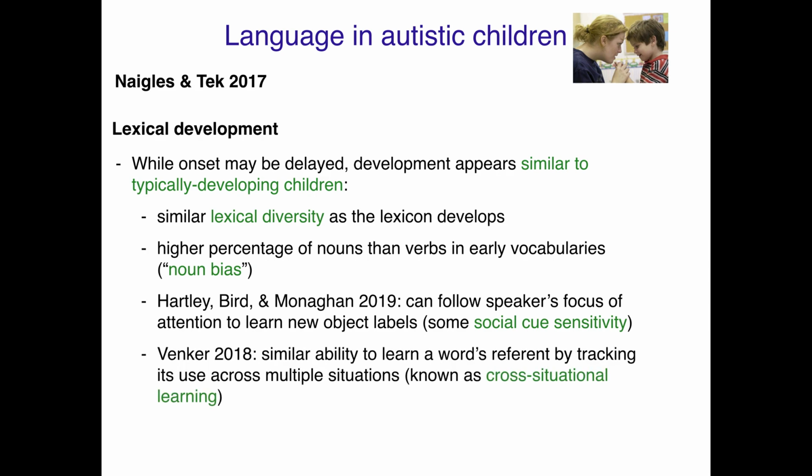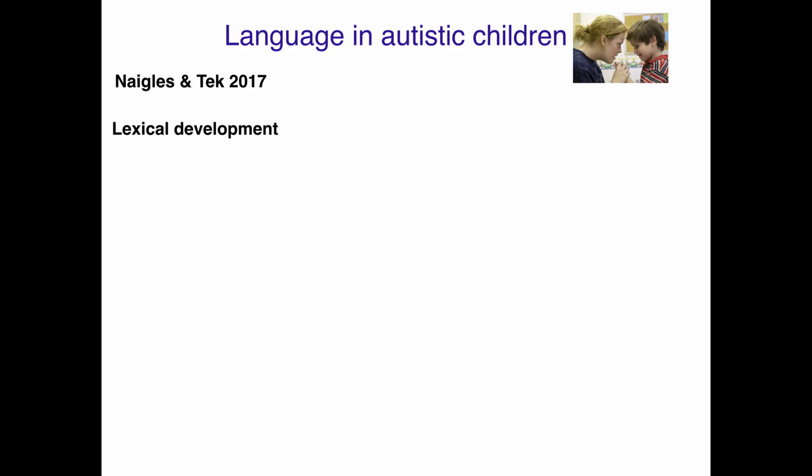And a study from 2018 also found that autistic children have a similar ability to typically developing children in learning what a word refers to just by tracking its use across multiple situations. This is known as cross-situational learning. It's something that we think typically developing children do a lot. So all of these different things seem to be in common between the lexical development of autistic children and that of typically developing children.